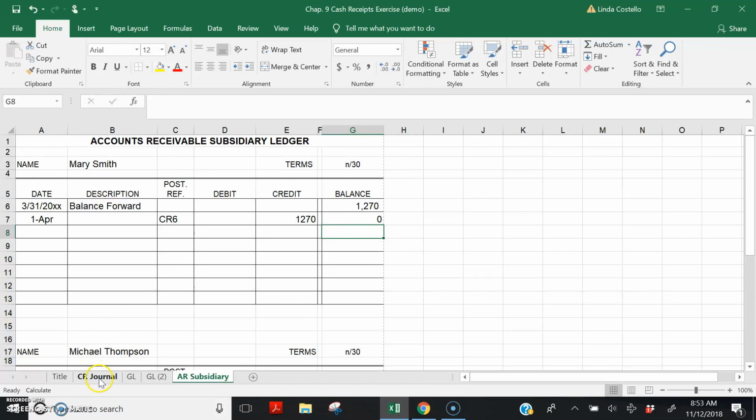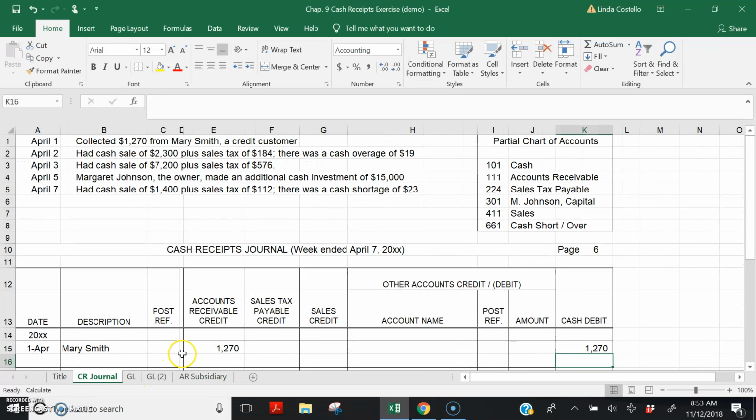Return to the Cash Receipts Journal and place a check mark in the posting reference column next to the accounts receivable credit of 1270.